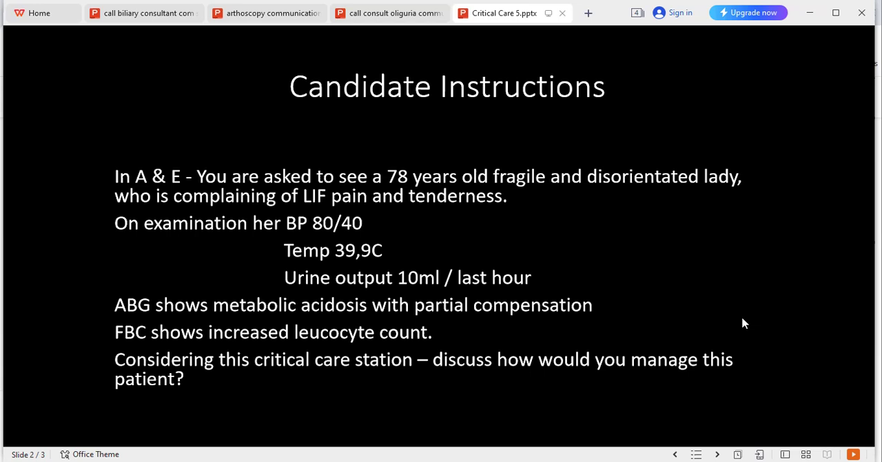All right, so if you have read and understood the critical care scenario, please tell me how would you manage this patient? Ma'am, this patient is in sepsis, so my management will be prioritized towards sepsis. I'll start her with IV fluids, airway. First, you have to convince me what makes you think that the patient has sepsis.